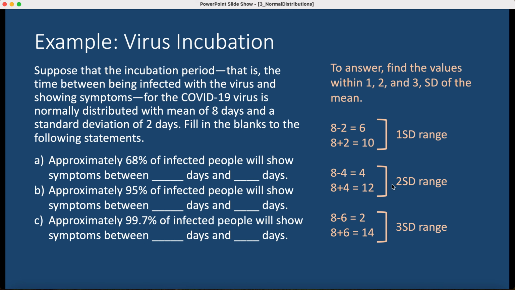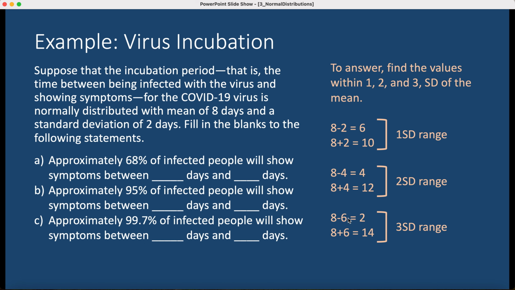Now, going to the 2 standard deviation or 3 standard deviation range, all you're doing is you're doubling or tripling this standard deviation number. So in this particular example, a standard deviation means 2 days, so 2 standard deviations means 4 days. So if you subtract or add 4, you get the range from 4 to 12. So our answers here would be 4 days and 12 days.